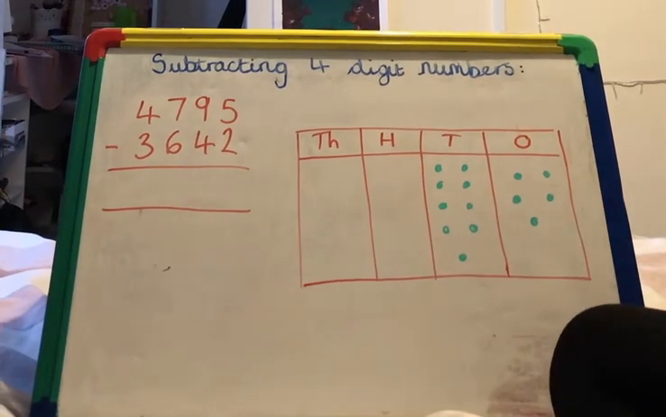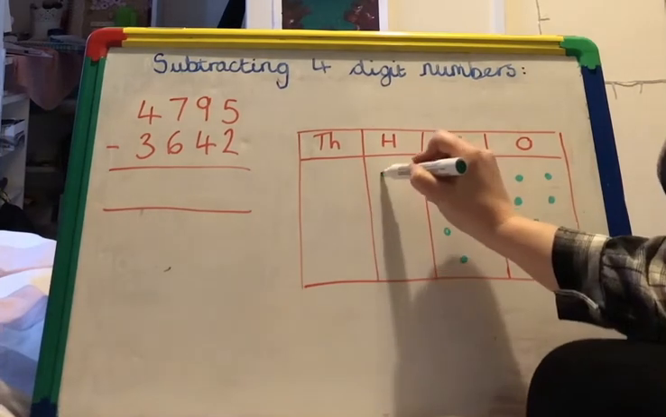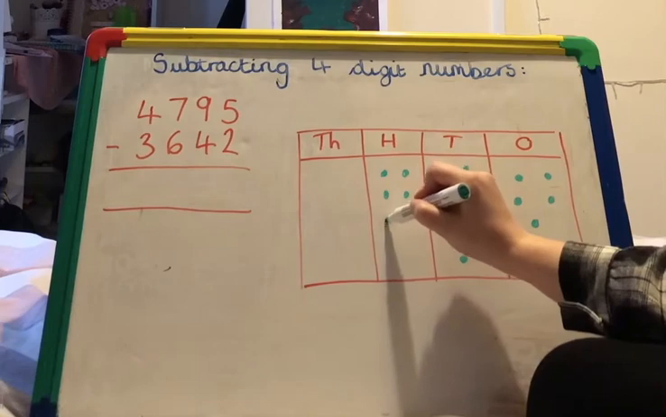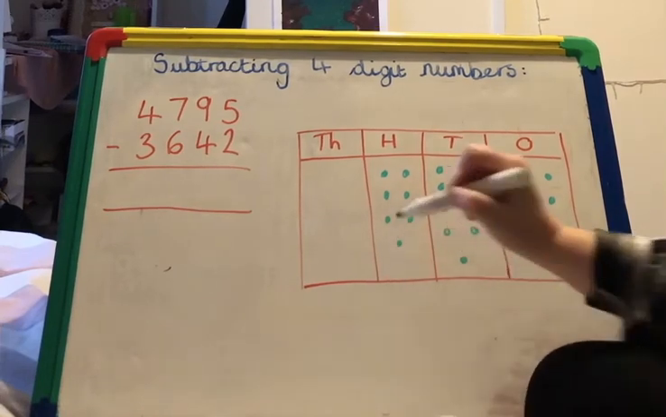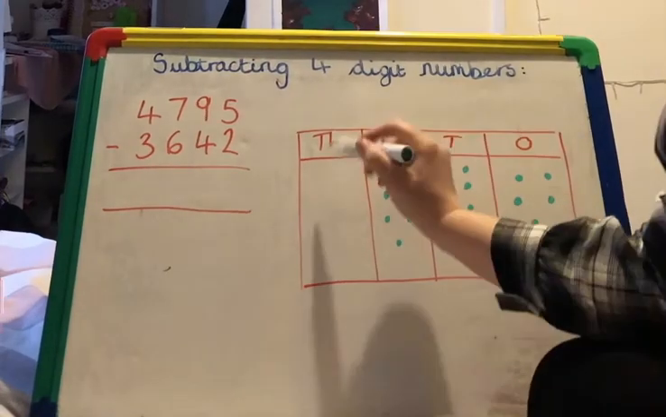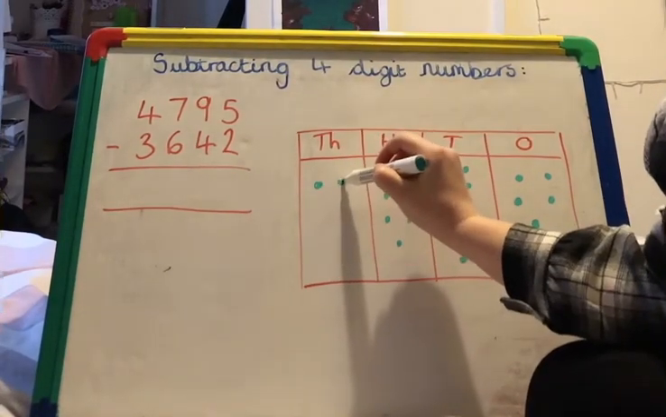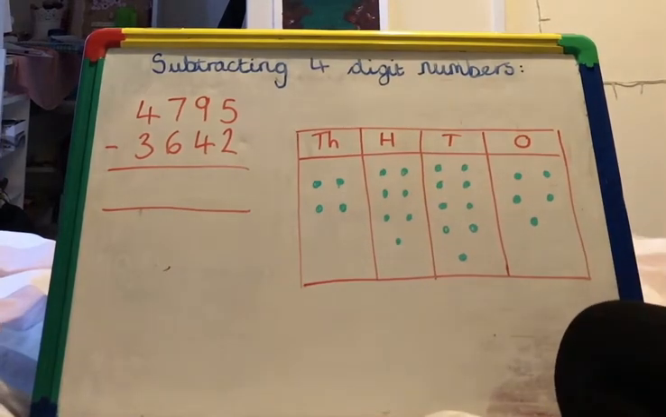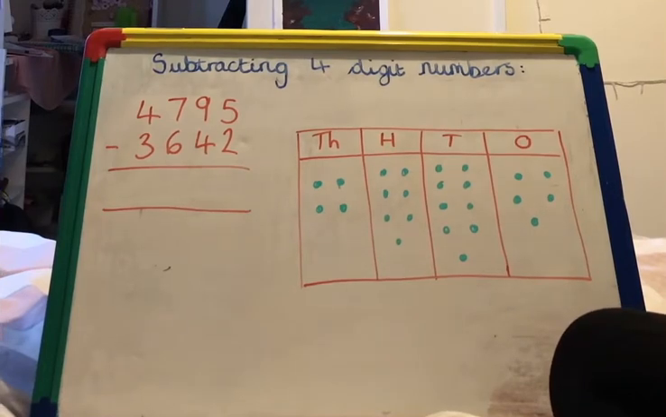9 tens. How many hundreds do I have? 7. 1, 2, 3, 4, 5, 6, 7. There are 7 hundreds. How many thousands? I'm starting with 4,000. 1, 2, 3, 4. Now I've completed step 1. I have put my top number, my first number, into a place value chart.